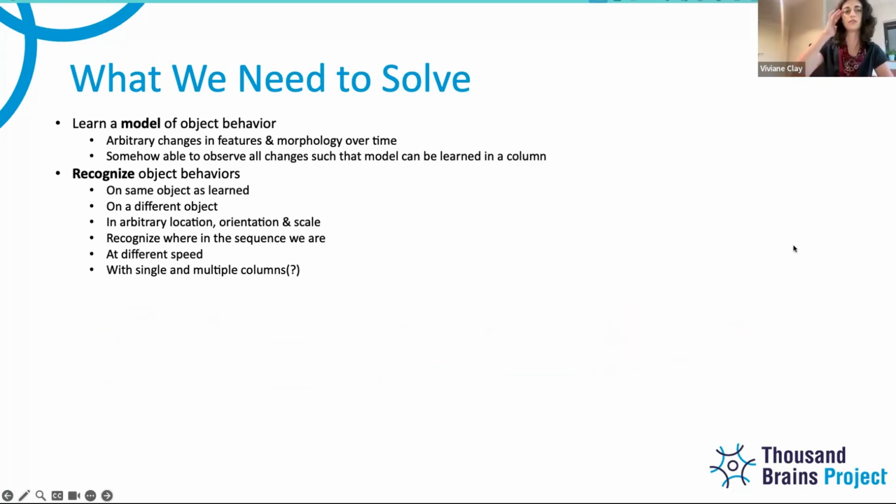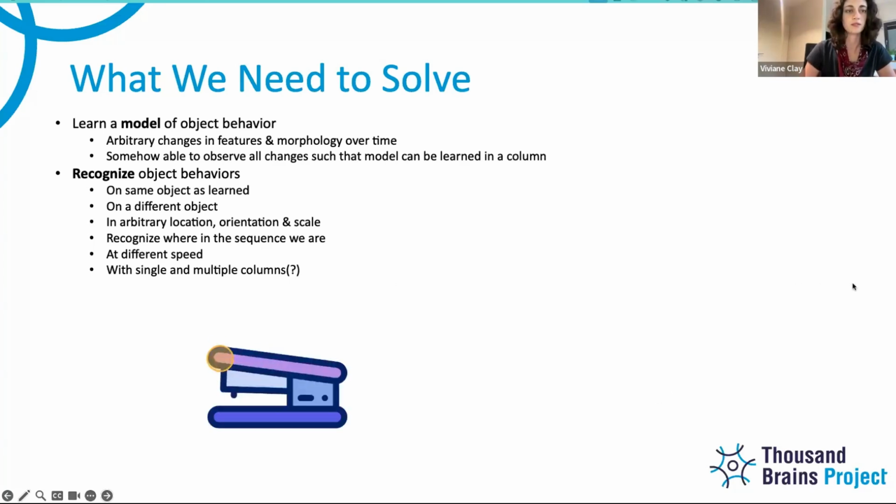And we want to be able to do this with single or multiple columns. I put a question mark there because it's maybe a bit questionable how well we can do this with a single column, at least for more complex behaviors. Very simple behaviors, like just pushing down a button and recognizing that with touch, should be possible with one column, but anything more complex and fast moving might require multiple columns.